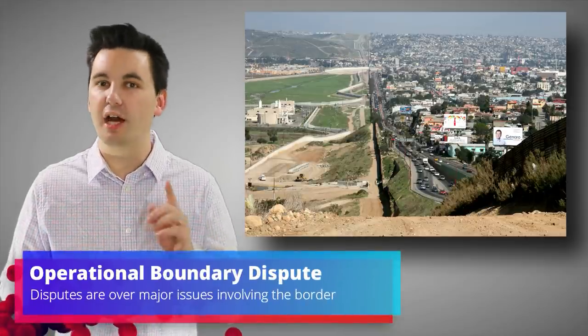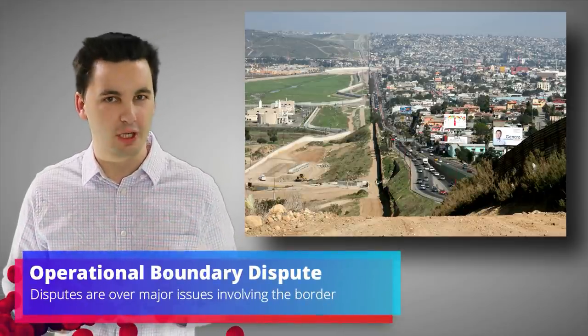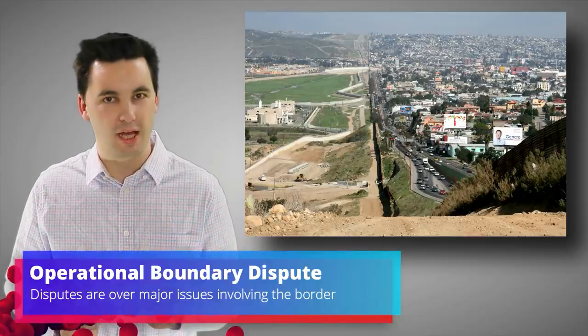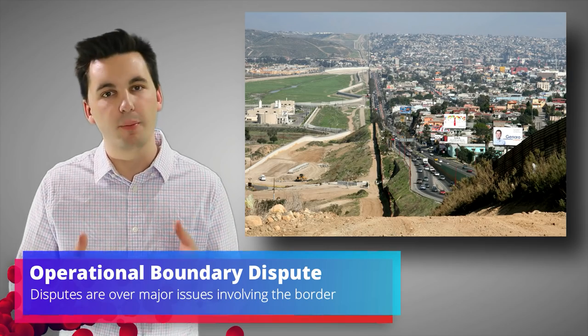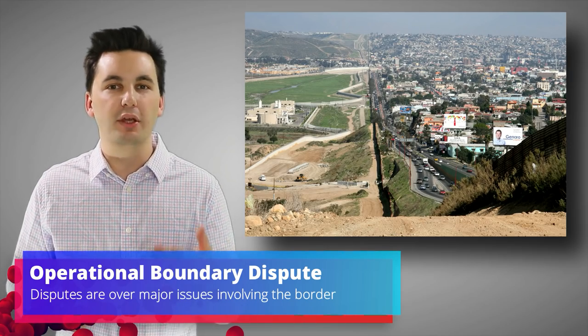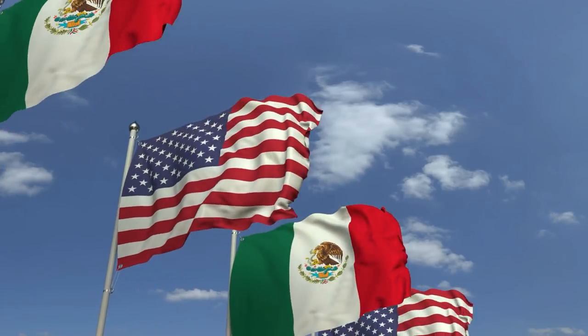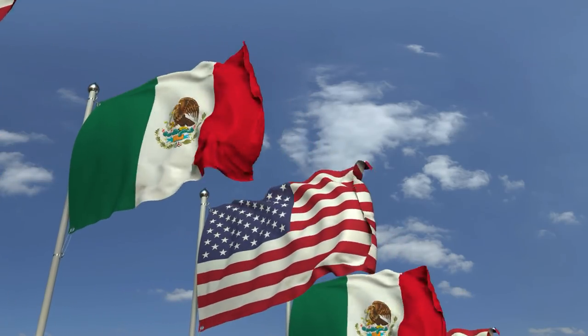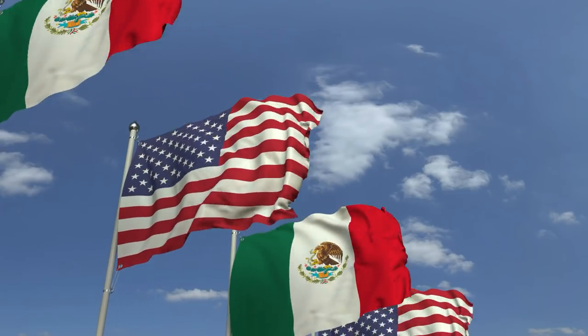Here, the two states are not at odds over the location or the definition of the boundary, rather how it should be operated, how it should be utilized. Major issues that involve the boundary itself. For example, we could look at the United States and Mexico. They both agree where the boundary is located and are fine with the definition. However, they're at odds of how best to manage the border.